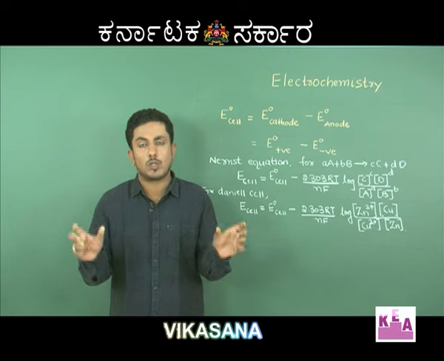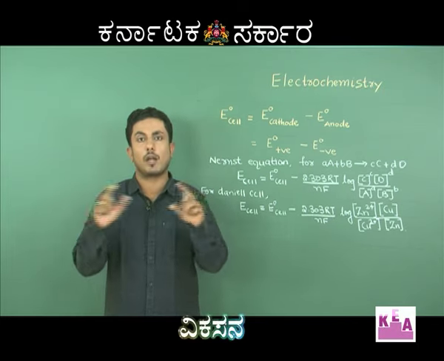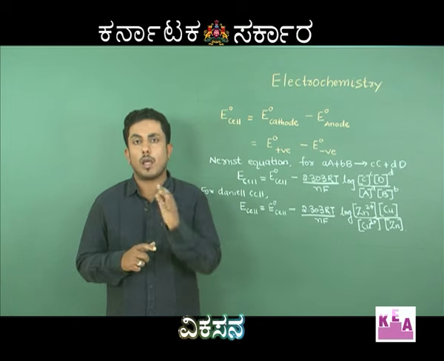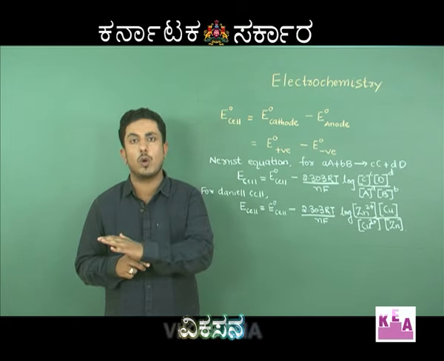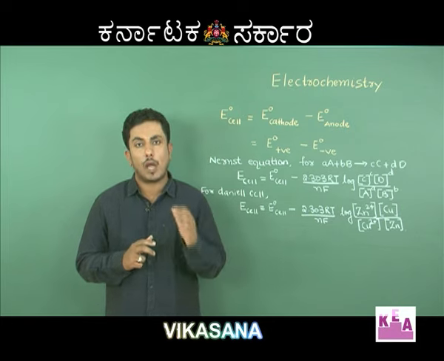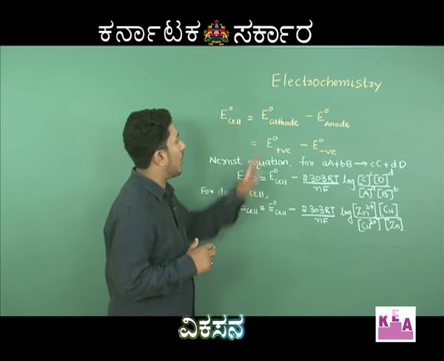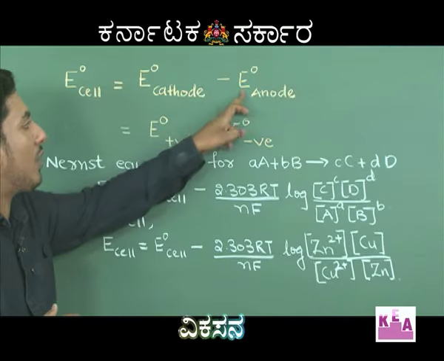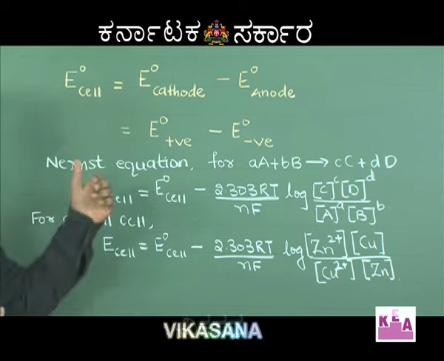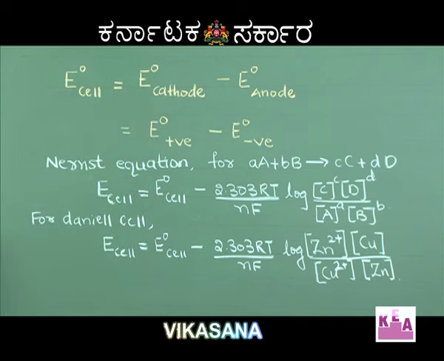The solutions of the two electrodes will be connected through a salt bridge. The two metals will be connected through a metal wire. Electrons move from anode to cathode. EMF of a cell can be calculated by the formula: EMF of a cell is equal to E of cathode minus E of anode. That is, it is the difference between the reduction potentials of cathode and anode, or you can write it as E of positive electrode minus E of negative electrode.